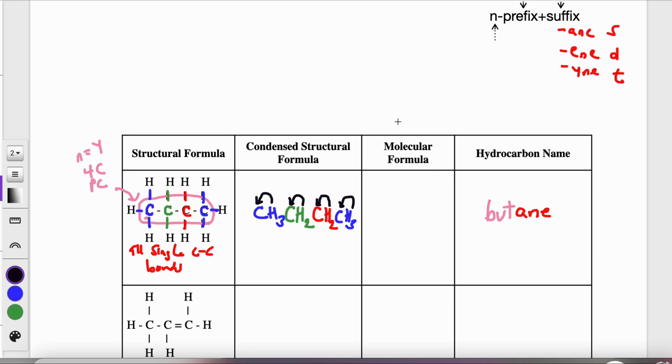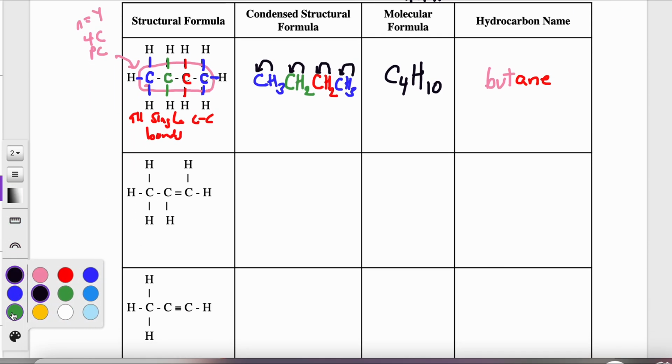Molecular formula is where we just see something like this. So when we take a look at it, in this one, there's 1, 2, 3, 4. So there are 4 carbons. And the total number of H's, I can count them here, or I can add up their subscripts, but 4, 8, 9, 10, H10. So full-blown structural, condensed, molecular and the organic hydrocarbon's name.